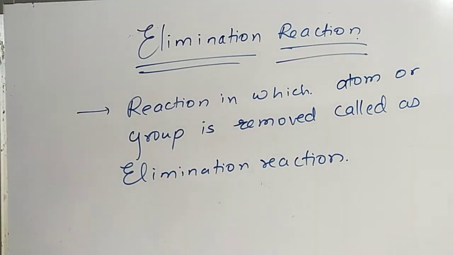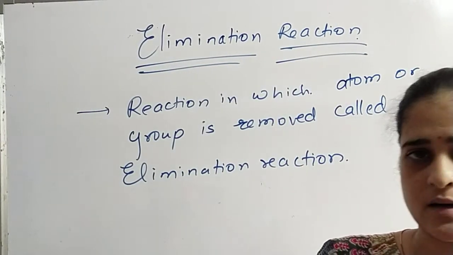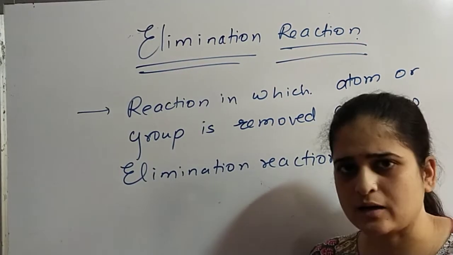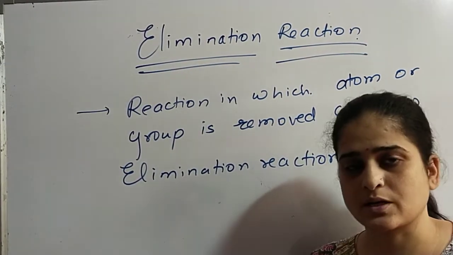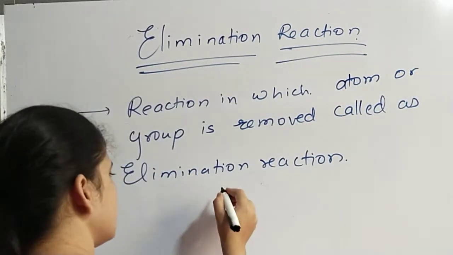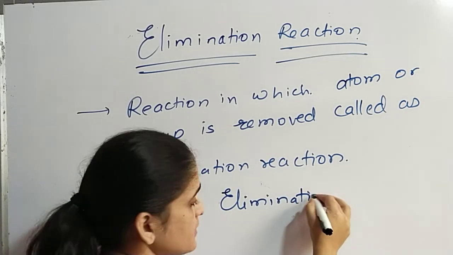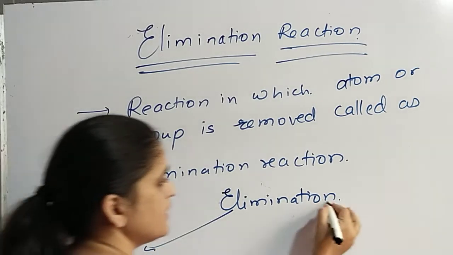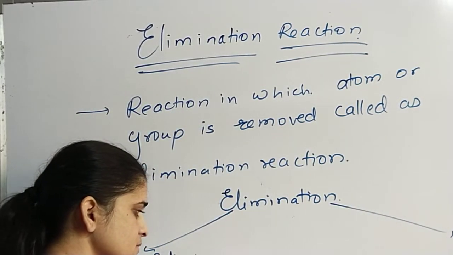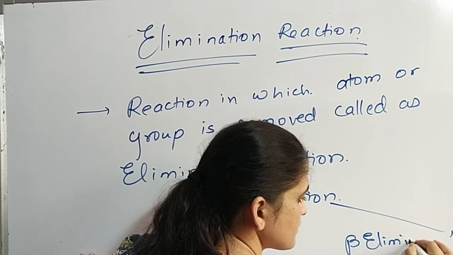What do you mean by that? It means simply that there are certain atoms or groups in that compound or molecule, and you are going to remove them. मग त्याच्यातून तुम्ही ते ॲटम किंवा ग्रुप काढला तर तुम्ही त्याला काय म्हणू शकता? एलिमिनेशन रिएक्शन. मग आता हे जे एलिमिनेशन रिएक्शन आहेत हे पुन्हा दोन प्रकारचे आहेत. I'll explain with the example, okay? One is alpha elimination and the other is beta elimination.